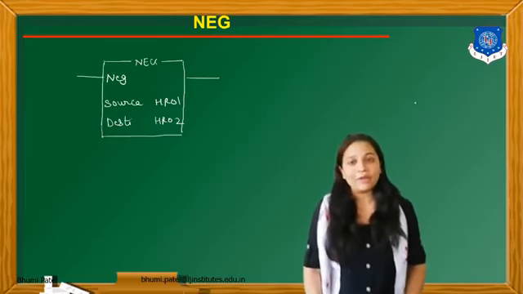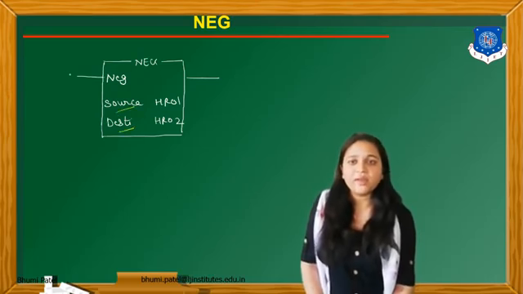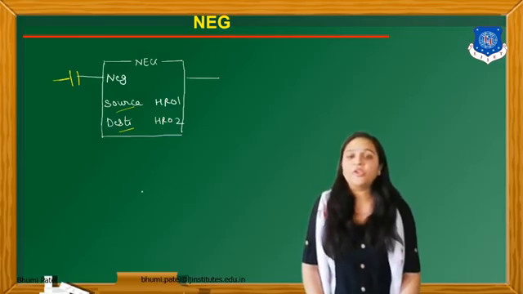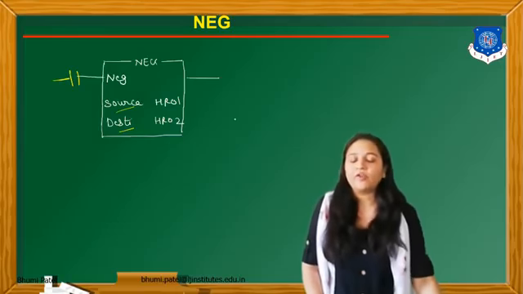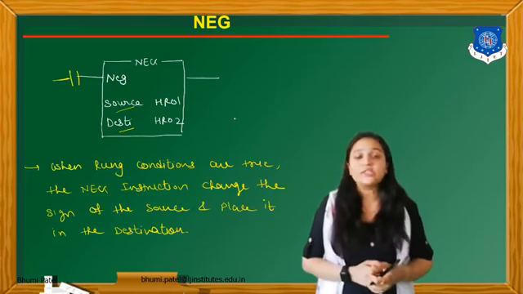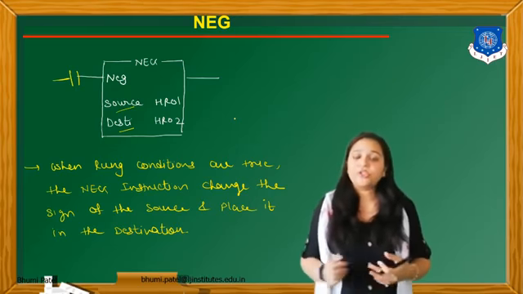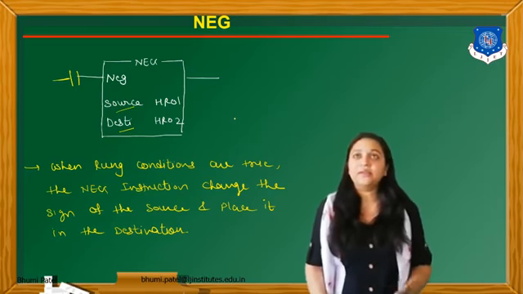So in the negative only one value is there, so we can take only one source and one destination. Whatever input is applied for this particular system, whatever value is given, we can take the negative value for this particular program. So when the rung condition is true, the negative instruction changes the sign of the source and places it in the destination.